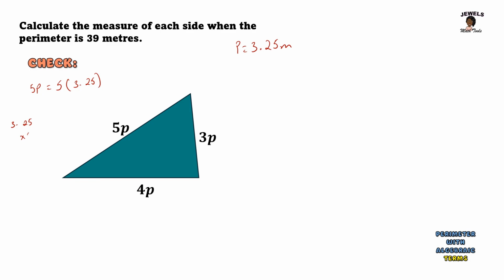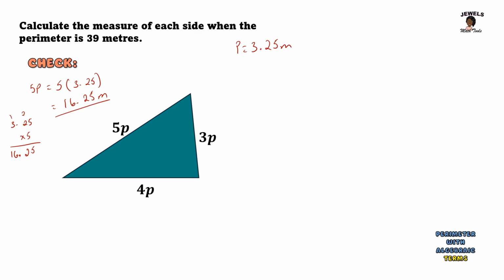3.25 times my 5. 5 times 5 is 25. Put my 5, carry the 2. 5 times 2 is 10. Plus 2 will give me 12. Put my 2, carry the 1. 3 times 5 is 15. Plus 1 will equal 16. And I have 2 digits behind the decimal point. So this is telling me that this side is equal to 16.25 meters. That's my side for my 5p.